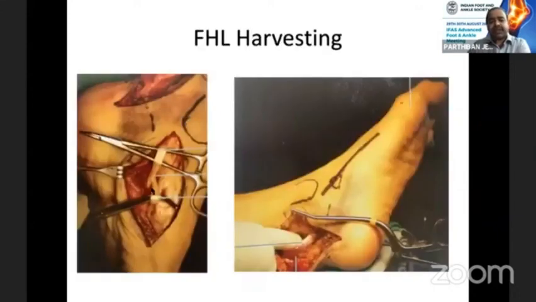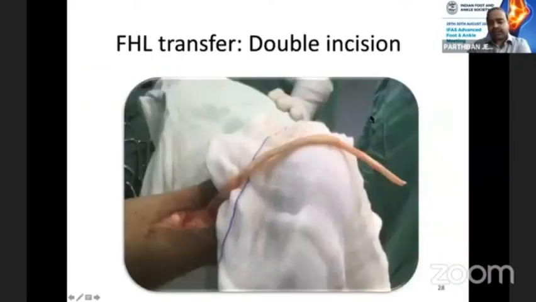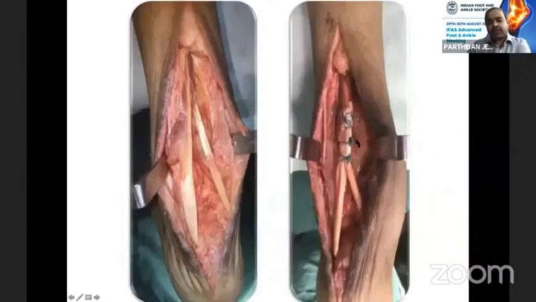See, this is the FHL harvesting. You can see this is the master knot of Henry, the entry where you go and harvest your FHL tendon if you want a small graft. If you want a long graft, then you have to go at the base of the great toe. There you have to take the double one. This is a double incision and taking of the double graft, where you loop it around like this and stitch on it. Loop it on the calcaneum and get back like that.